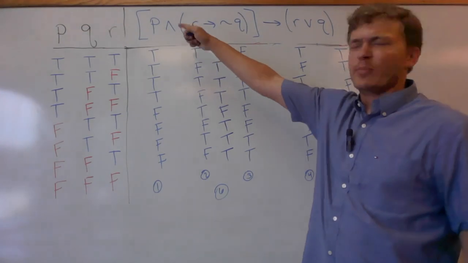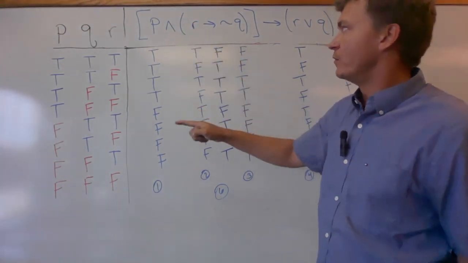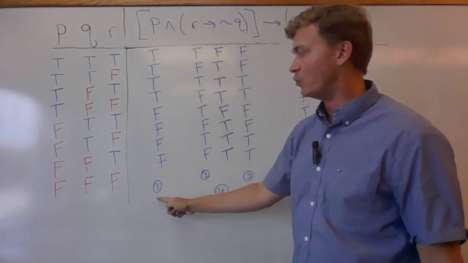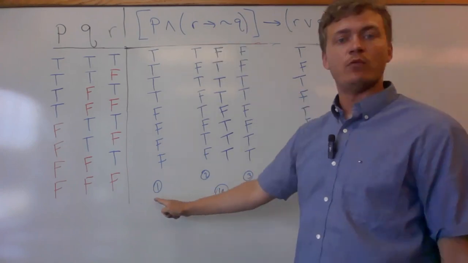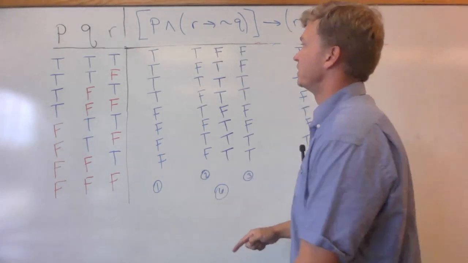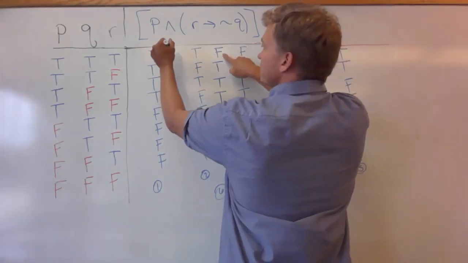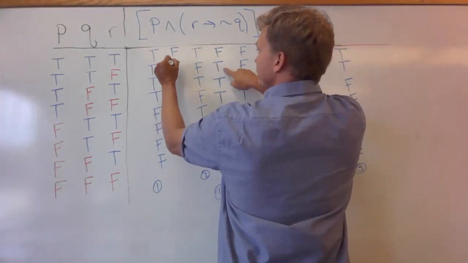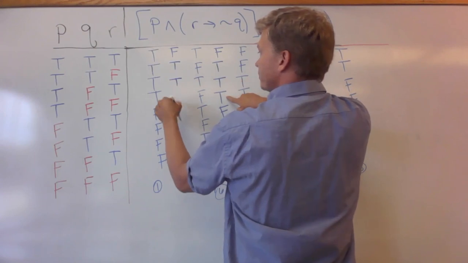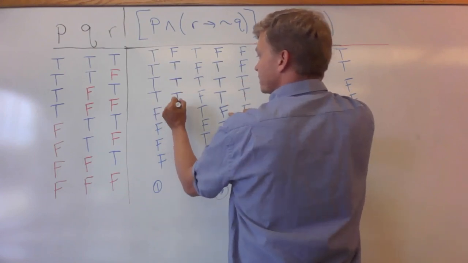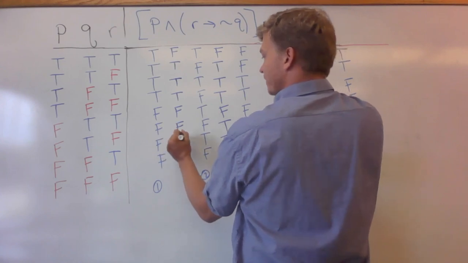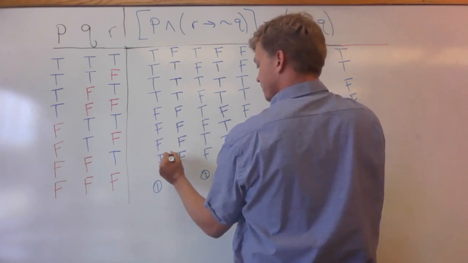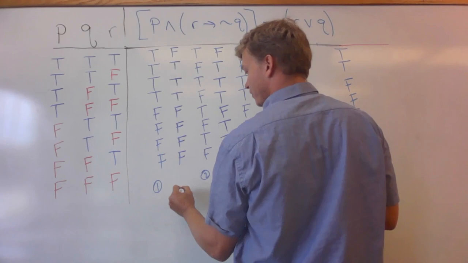Now in the brackets, the and connective, we are connecting the P, which is column one, with our conditional statement, column six. So looking at one and six here. True and false is false. True and true is true. True and true is true. True and true is true. False and false is false. False and true is false. False and true is false. False and true is false, giving us our column seven.